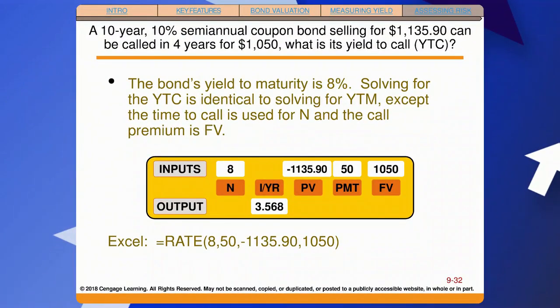And ito din. Same na same kanina. Ito naman 8% na. Solving for the YTC. So, ito naman pala, sorry. Ito naman is to solve for the rate. Just have rate. Then, 80 as N. Then, 50 as the payment terms. Then, comma, negative 1335.90 is the present value. Then, comma, 1050 as the future value. How much is the rate? 3.568. Alright, so ganun lang.